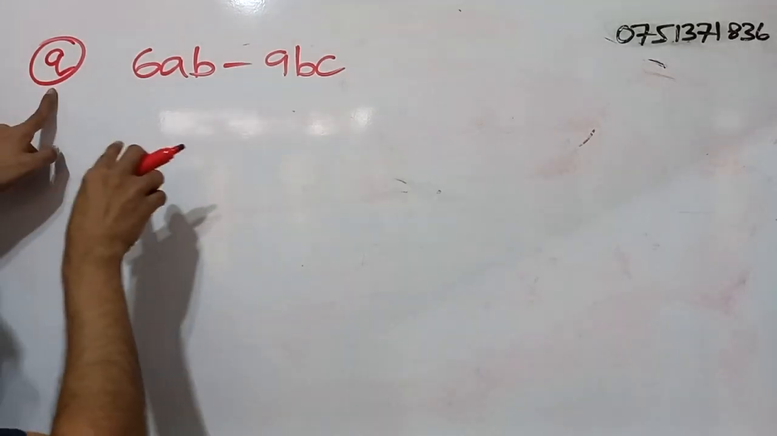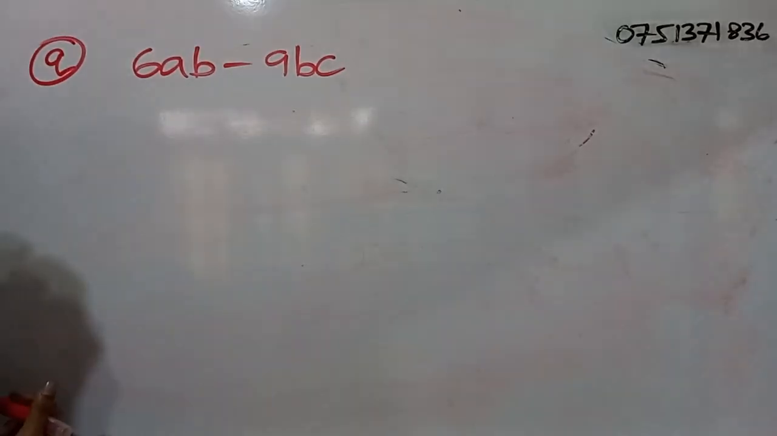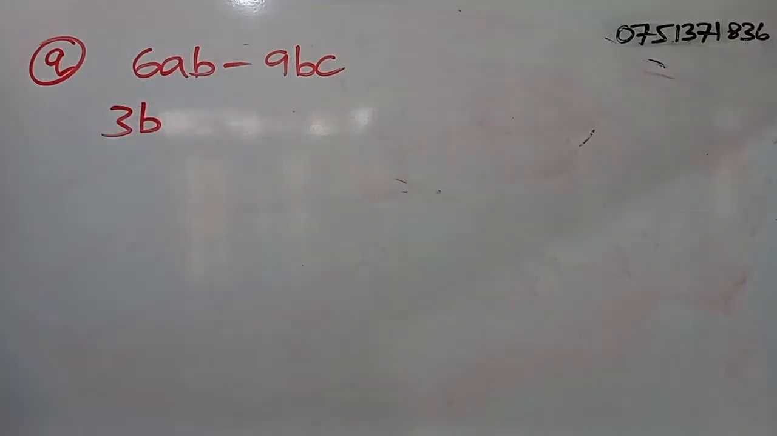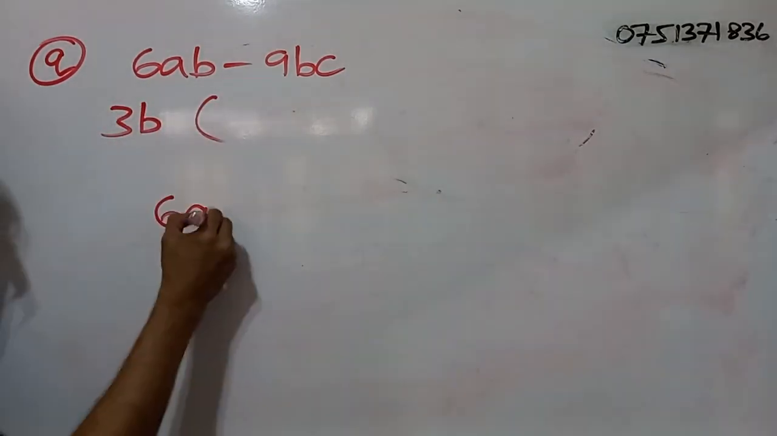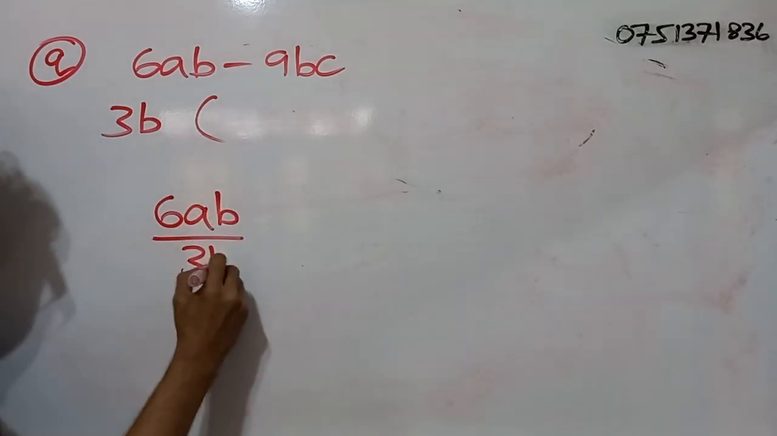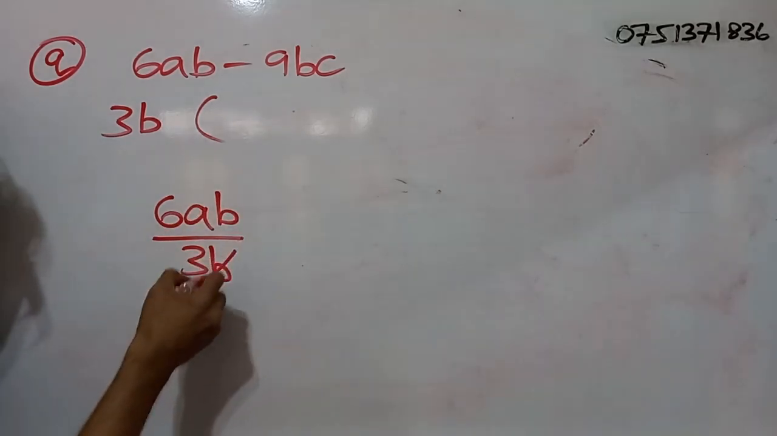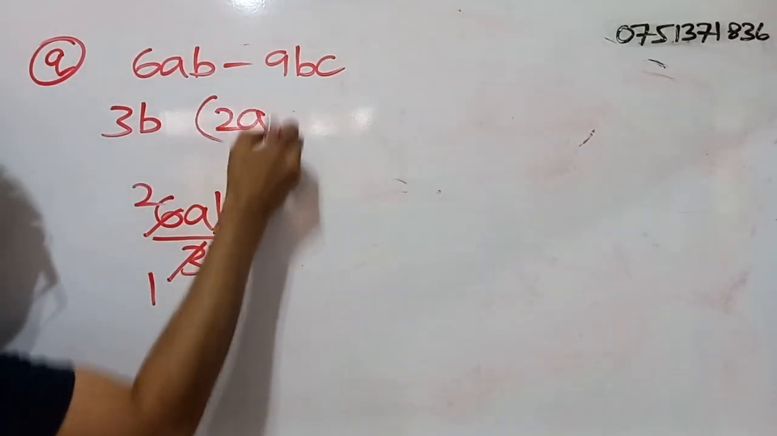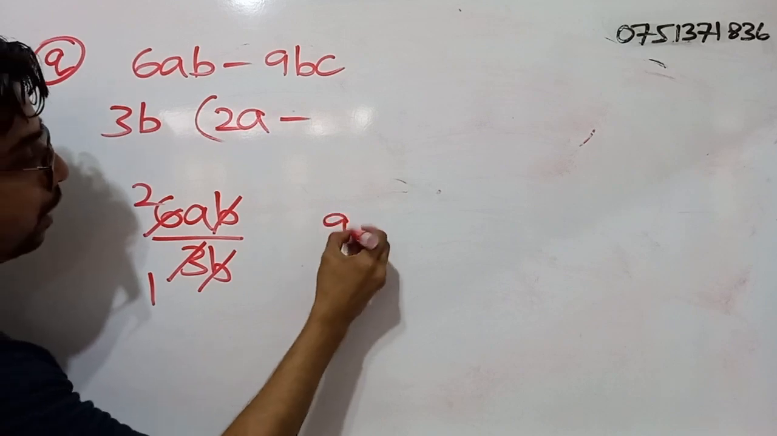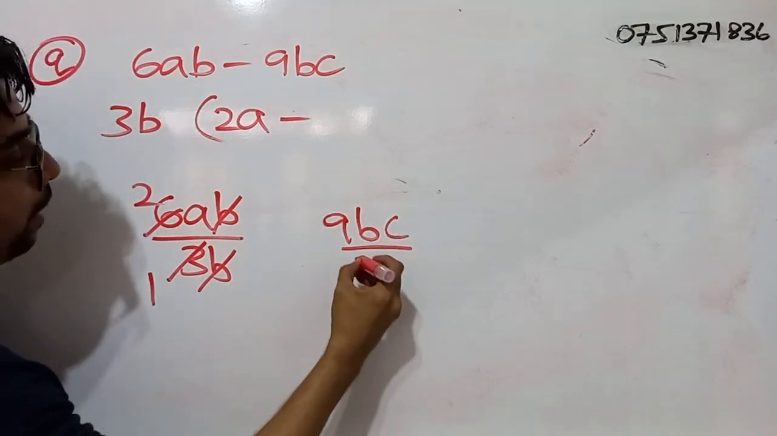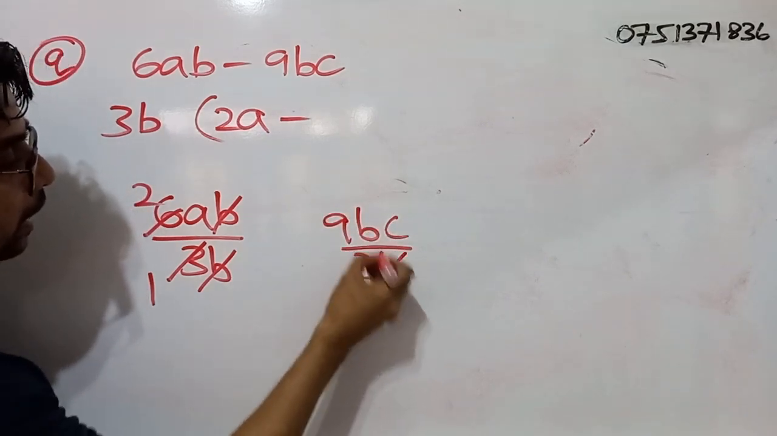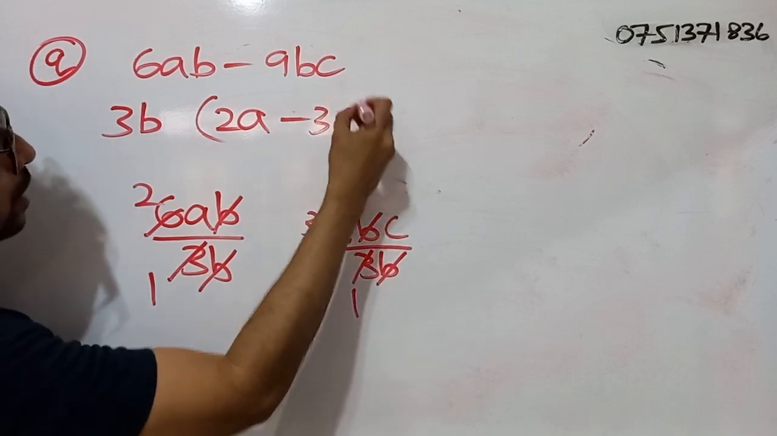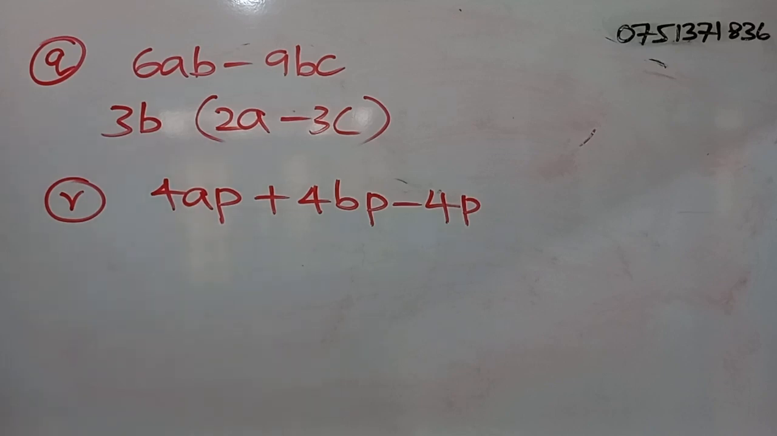Simple Q. So what will be the common factor? 3b. So what goes inside the brackets? 6ab, we have to divide by 3b. So I can cancel off b to b. 3 into 1, 3 into 2. So 2a. Minus 9bc, I have to divide by 3b. I can cancel off these two b's. 3 into 1, 3 into 3. So 3c.